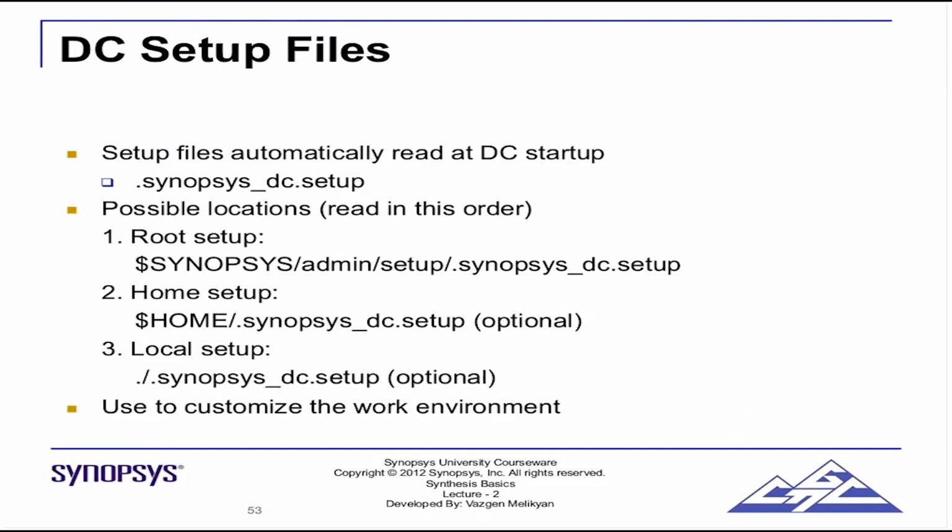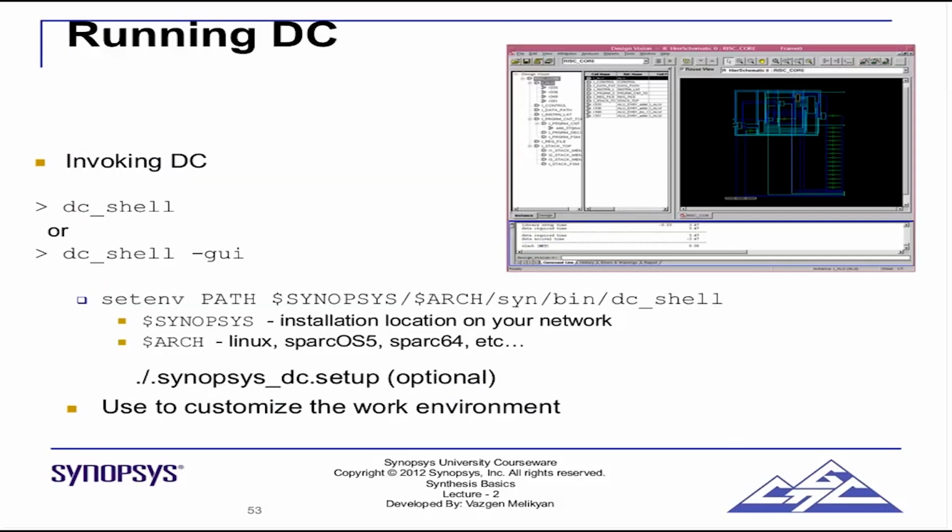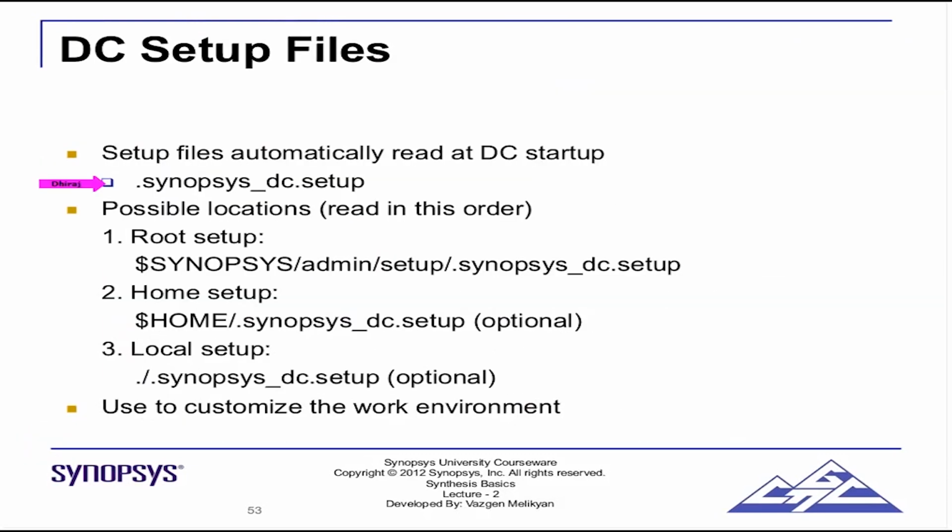Now there are DC setup files. This is the .synopsys_dc.setup file. It is automatically read into DC at startup. Whenever DC shell starts, it will load up this file. It will try to find this file in this order. First, it will look in the root, then home, then local. It is best used to customize your work environment.